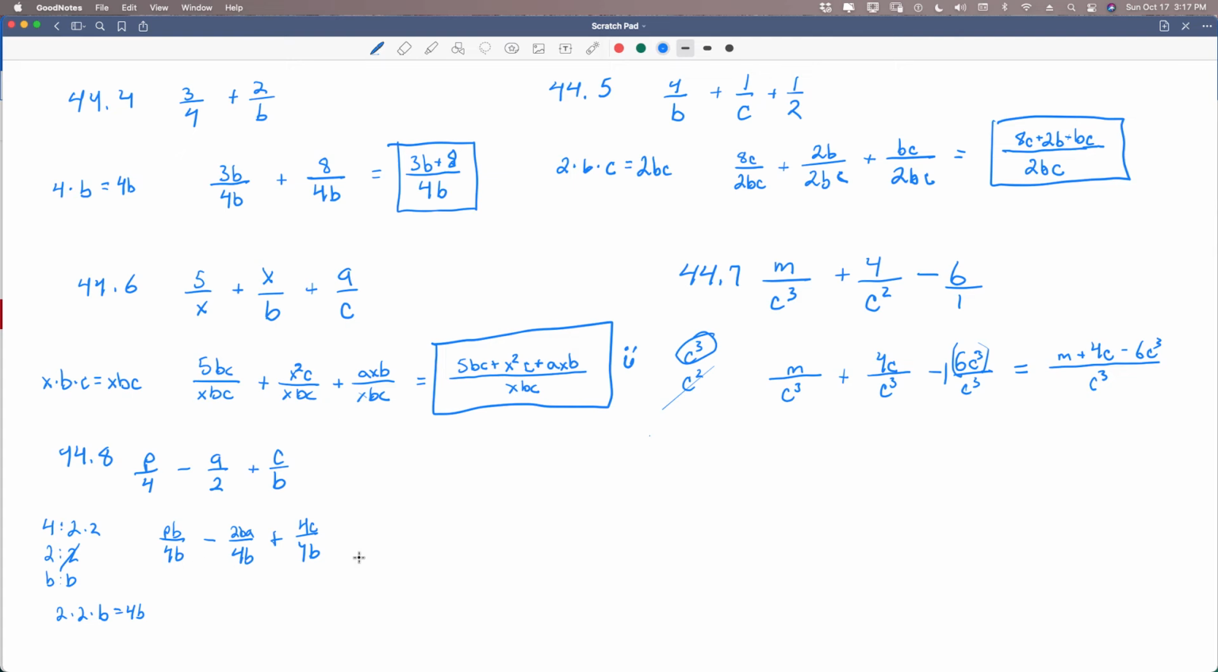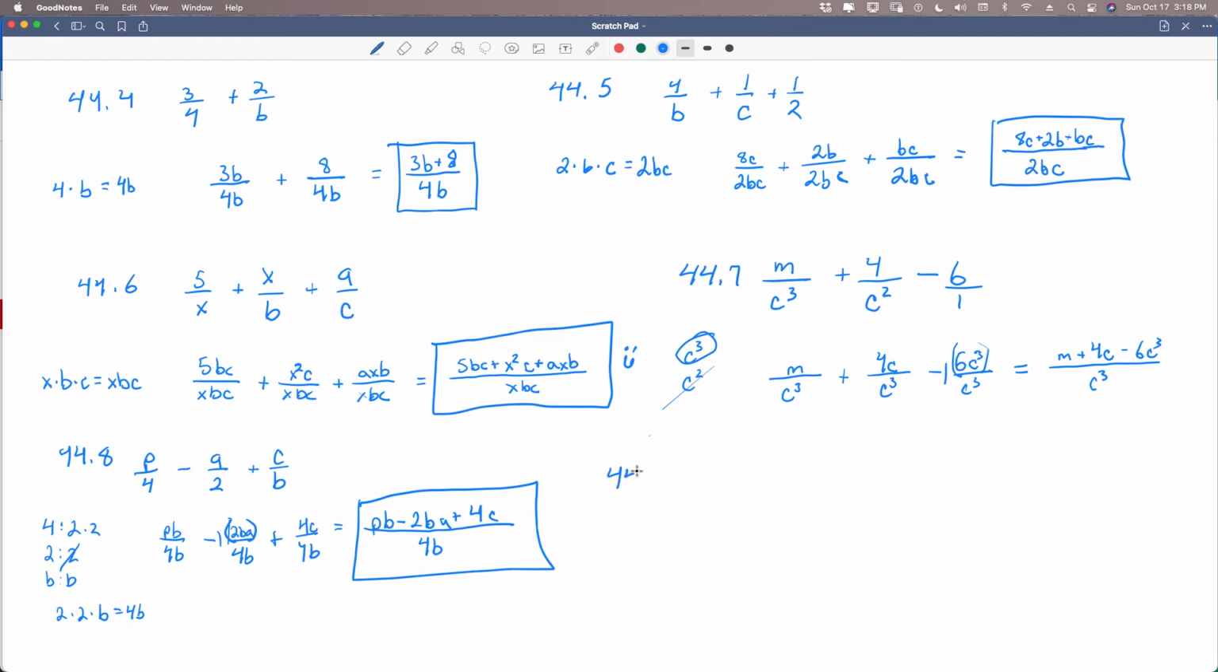Now that everything has the same denominator, we can put everything over 4b. And remember, we are going to put this in parentheses, multiply it times 1. So we have pb minus 2ba plus 4c. And that is the right answer. That's as far as we can go.